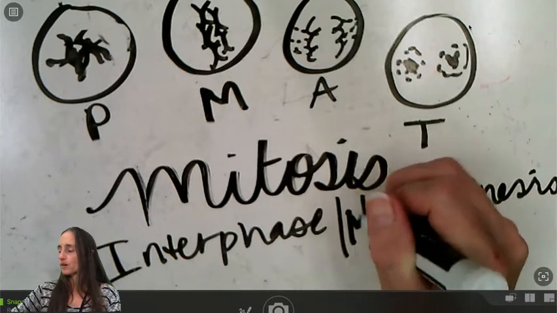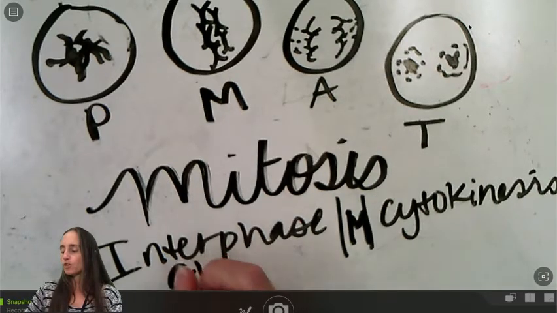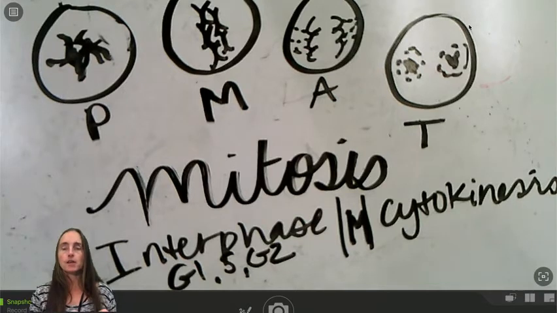So this is where the M phase is, right there in between, okay? Interphase, remember, is G1, S, G2, the cell cycle. Cytokinesis is the splitting of everything else, like the cytoplasm and all that stuff, okay?